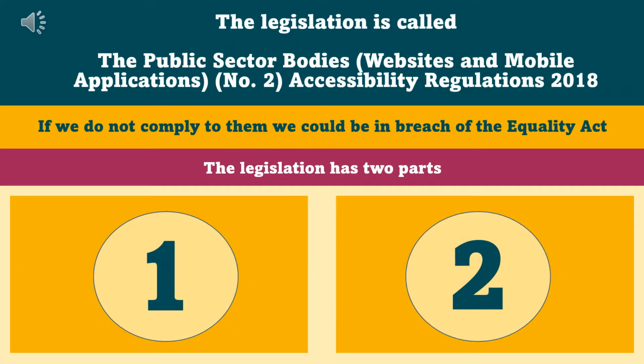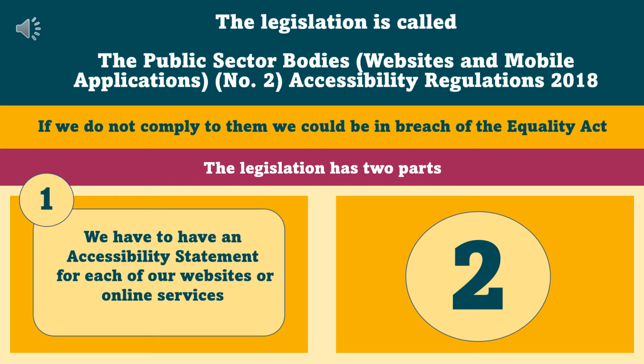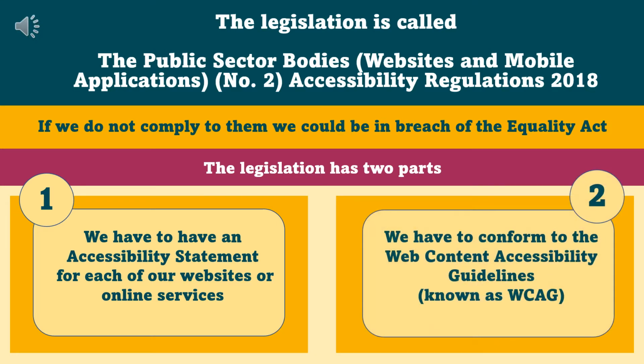The legislation is called the Public Sector Bodies Website and Mobile Applications No. 2 Accessibility Regulations 2018. If we do not comply with them, we could be in breach of the Equality Act. The legislation has two parts. We have to have an accessibility statement for each of our websites or online services. And we have to conform to the Web Content Accessibility Guidelines, known as WCAG.